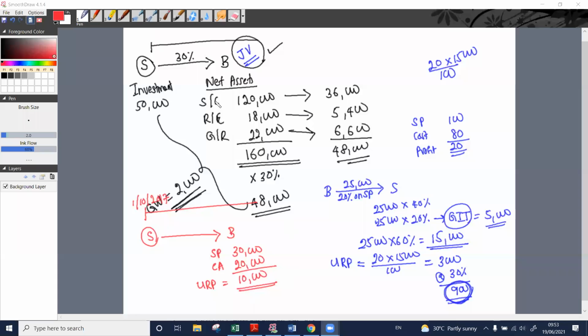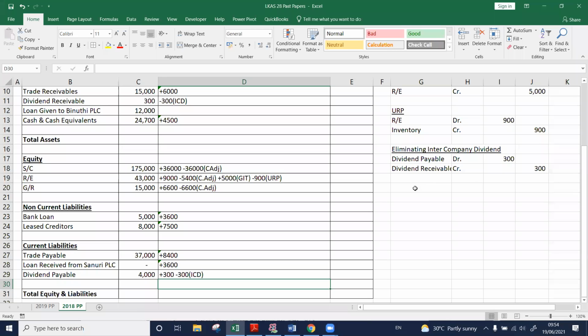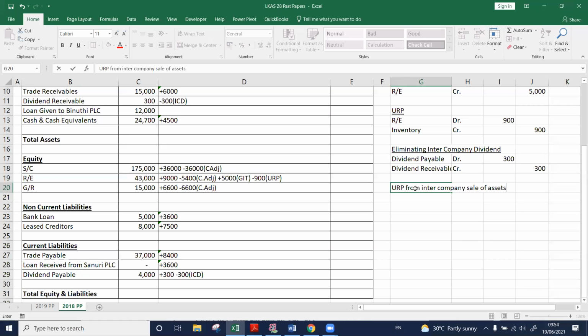We need to consider what? The acquisition percentage. 30% of this means how much? 3,000. This is the unrealized profit, the amount for which we need to pass the double entry, 3,000. Yes, 3,000, correct. So how do we pass the double entry here? Unrealized profit from intercompany sale of assets. What should be the double entry here?